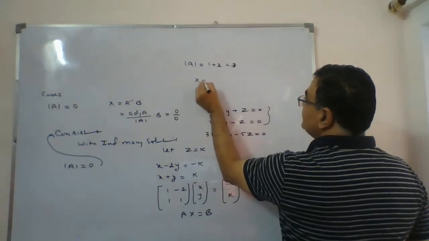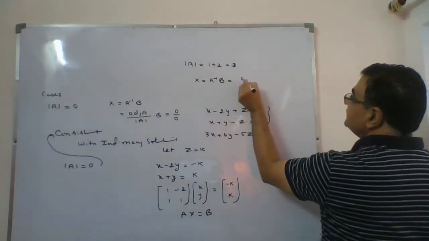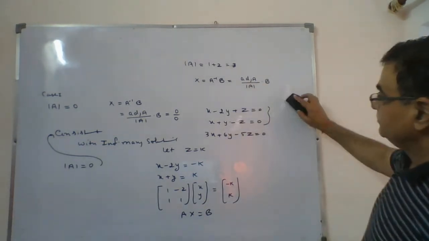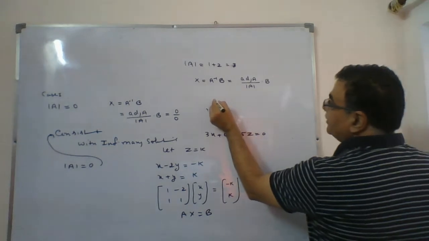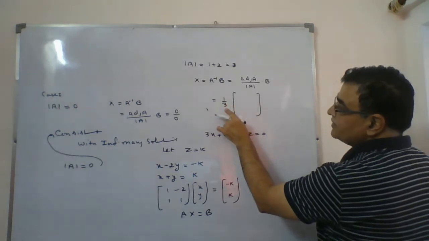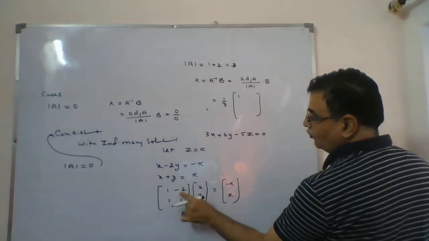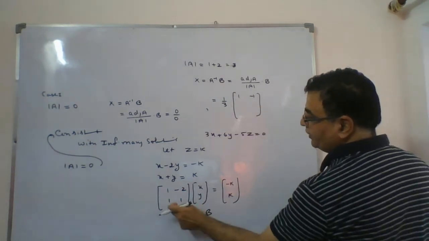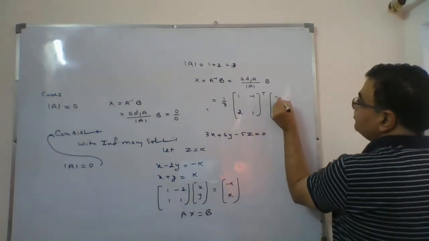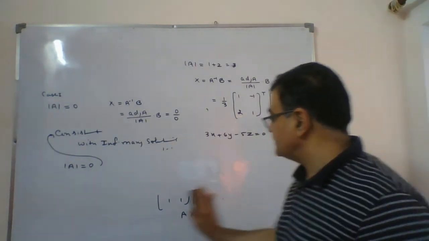I should say X will be A inverse B. And A inverse means adjoint of A by determinant A, into B. And here adjoint A, determinant A is already known, 1 by 3, that is determinant A is 3. Adjoint A, when you calculate, cofactor of this will be 1. Cofactor of this will be minus 1. Cofactor of this will be 2. Cofactor of this will be 1. And then transpose, into B. B will be minus k and k. Is it okay? And then we will solve it further.